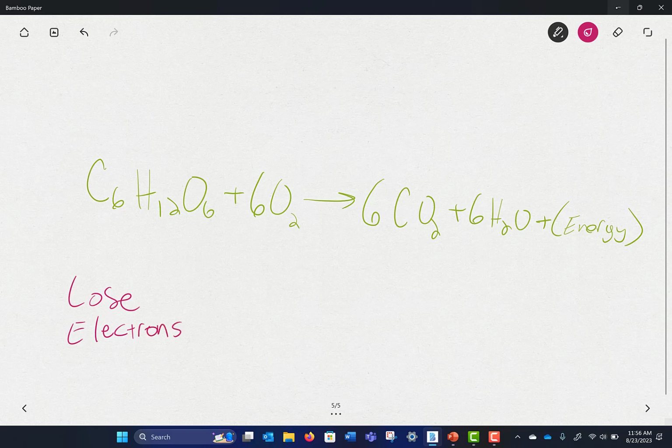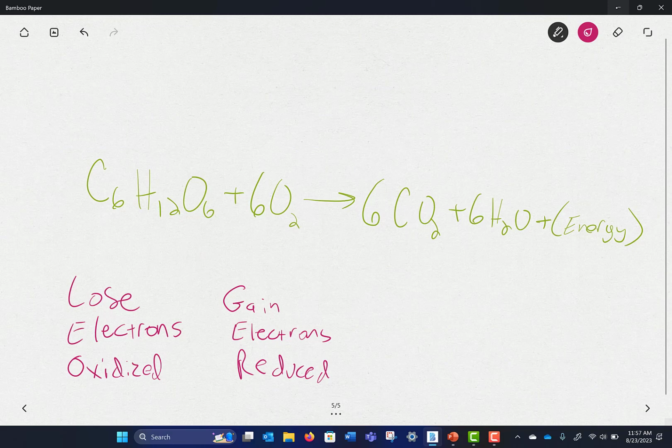And we have some things that are going to gain electrons. And if we lose electrons, we say that molecule is oxidized. If we gain electrons, then we say that molecule is reduced. We'll come back to that in just a moment. This is just to introduce the terms. Losing electrons is oxidation, gaining electrons is reduction.